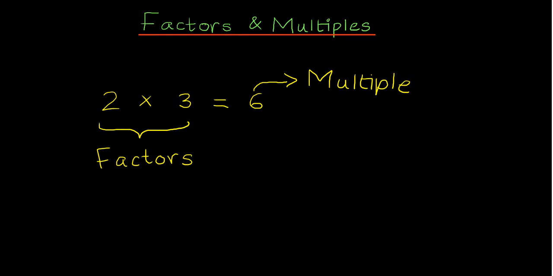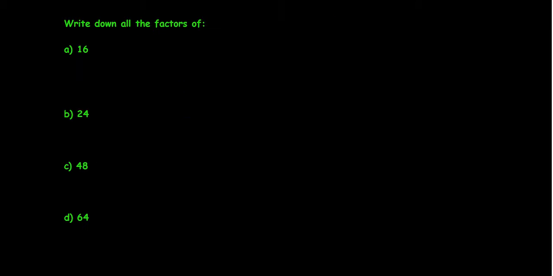That's a multiple, sorry. Right, what we're going to do next is we're going to have a look at how we can find factors of a particular number. So I'm going to try and find out all the factors of 16, and to do this I'm gonna start off with factor pairs. So I'm gonna think of what two numbers multiply to give me 16.